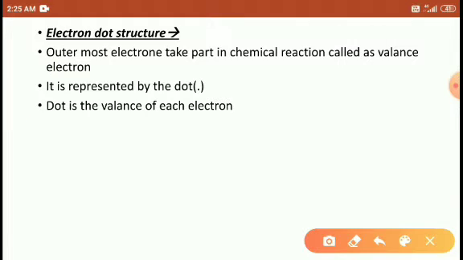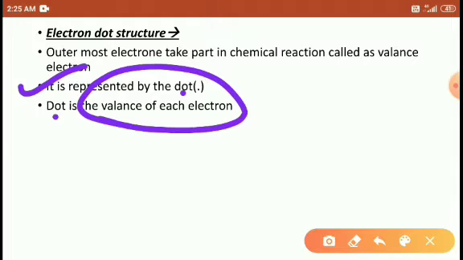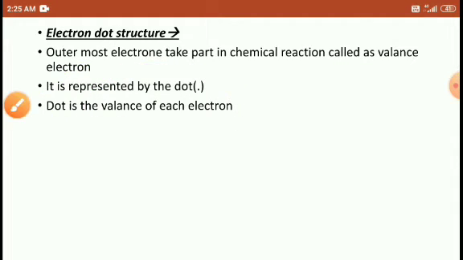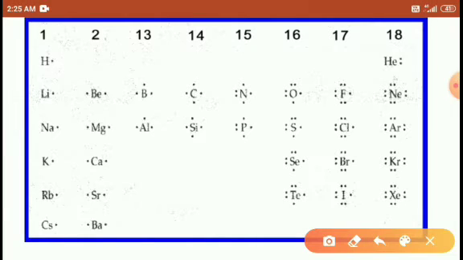Right students, so what are the valence electrons? Valence electrons are represented by the dot. Each dot is a valence electron. Right students, I will show the example.